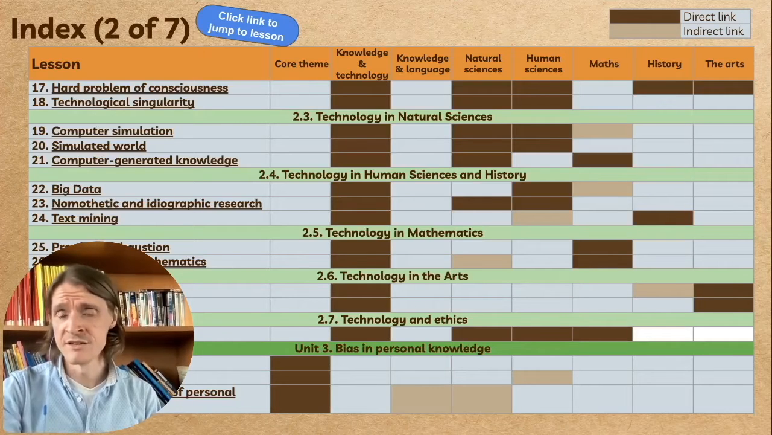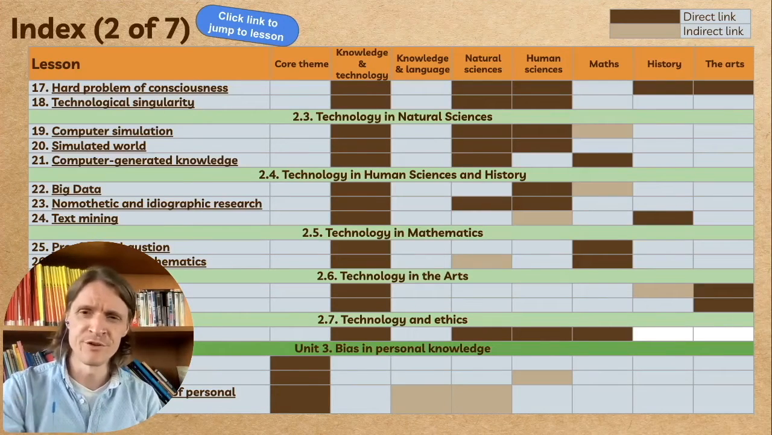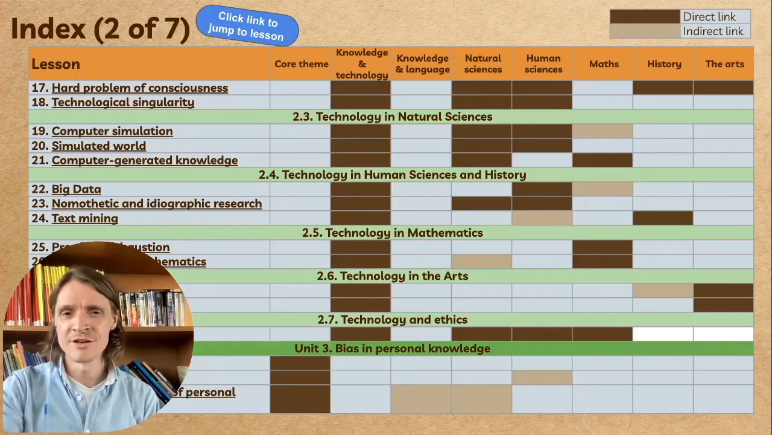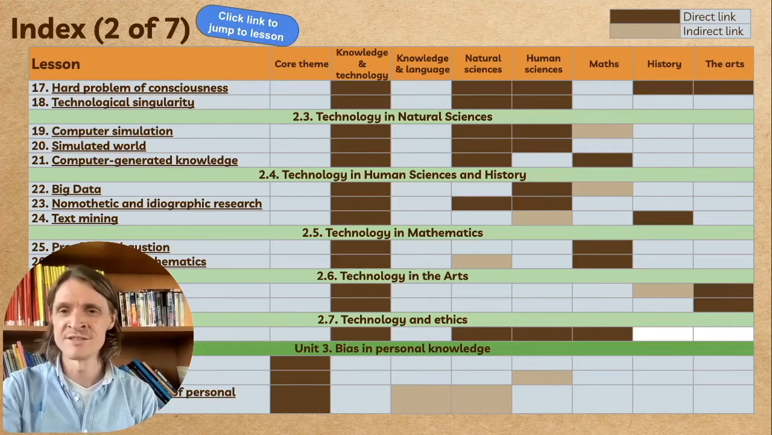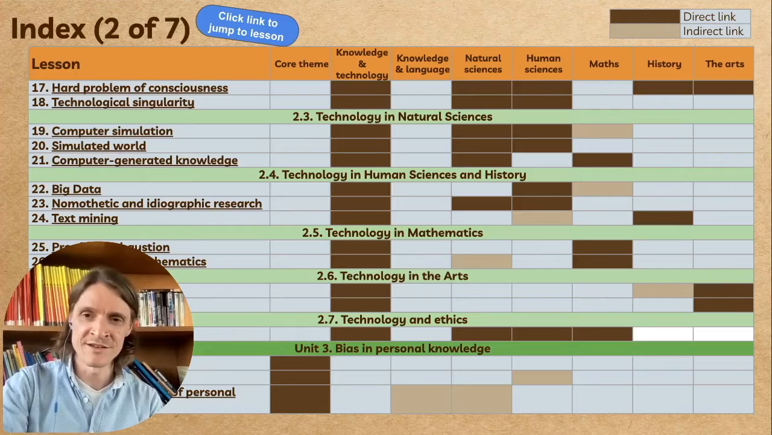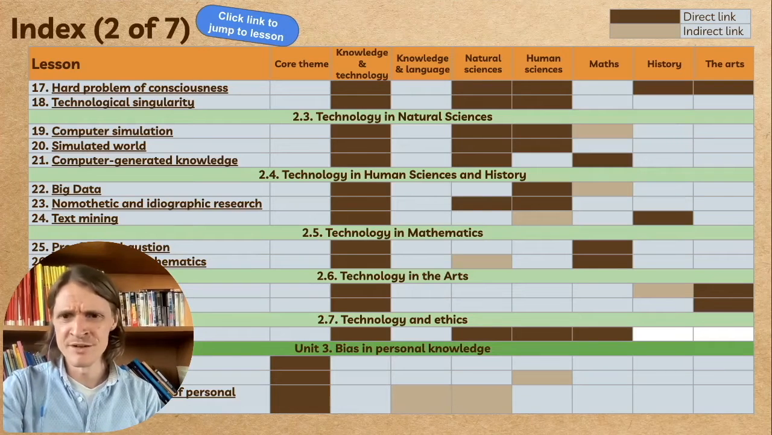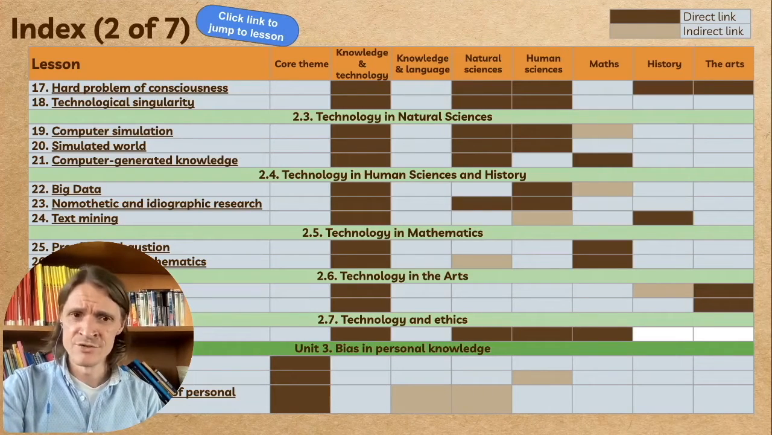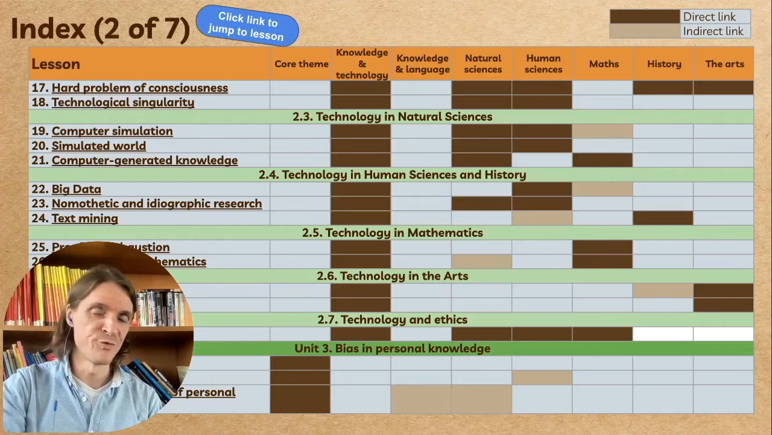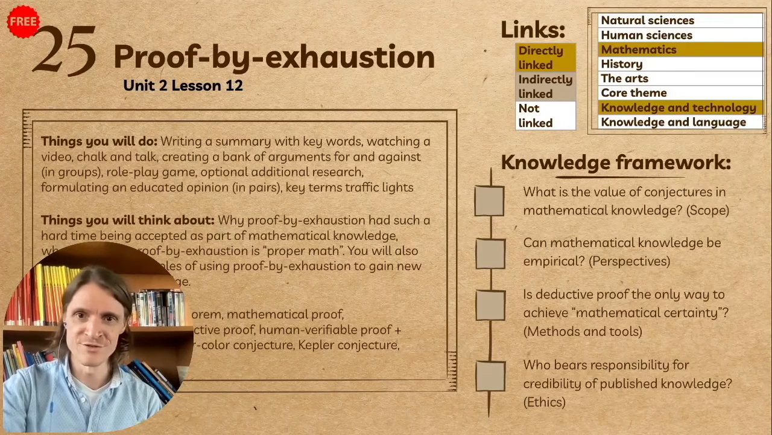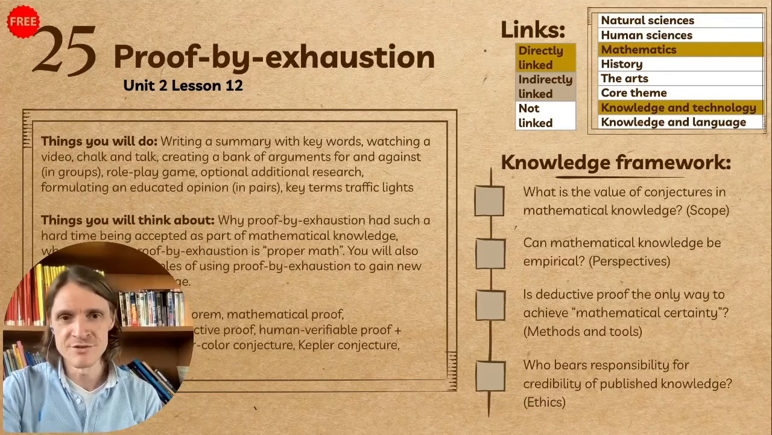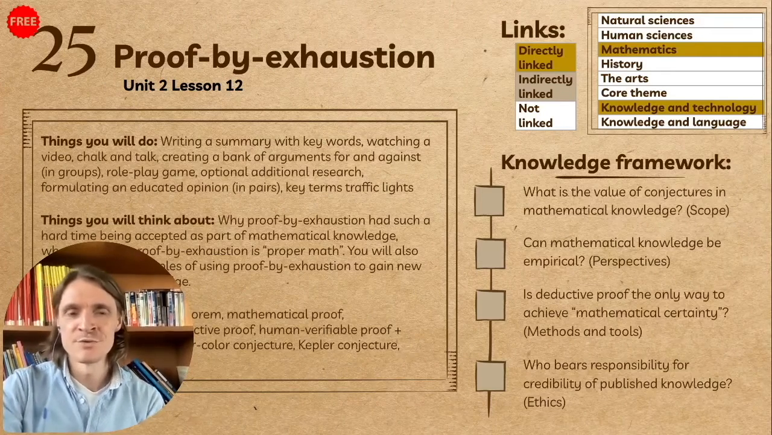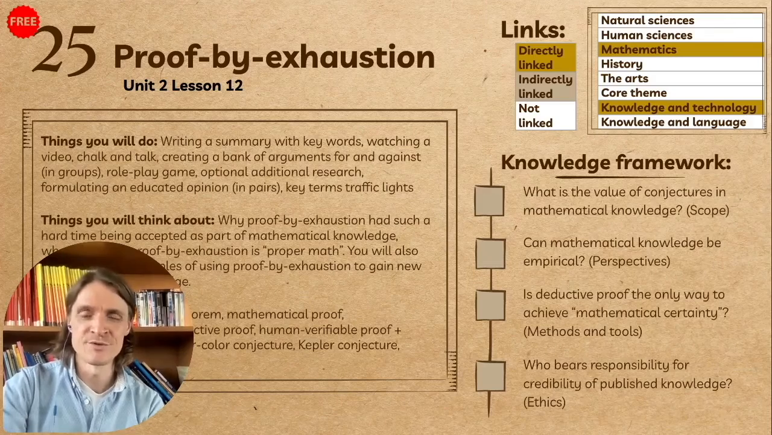So say you decided that you're looking at mathematics, for example, if you're using the first title about culture dependent and culture independent knowledge in mathematics, and you decided to read up on mathematics, and you identified lesson 25, proof by exhaustion, as something that is linked to mathematics and knowledge and technology, and that looks interesting to you, so you can just click on that, and it will take you to the slide with the description of the lesson.